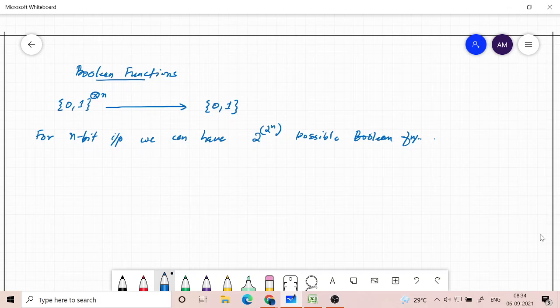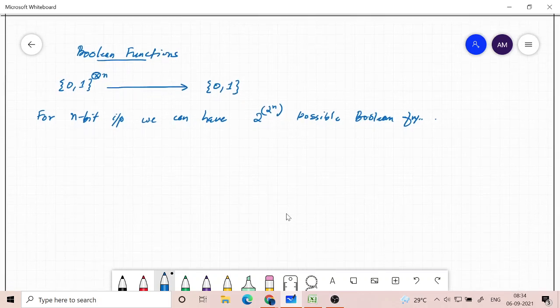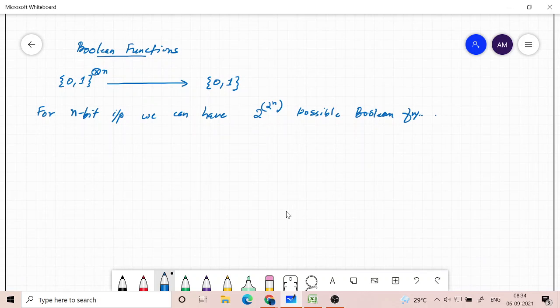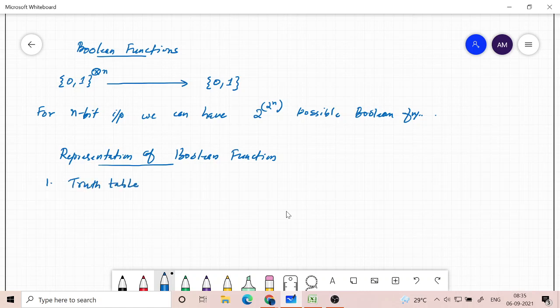Now the representation of the Boolean function. There are multiple ways you can represent a Boolean function. Number one, you can represent it by using a truth table. We have seen that for lower values of n. And then secondly, you can represent Boolean functions by using Boolean expressions.